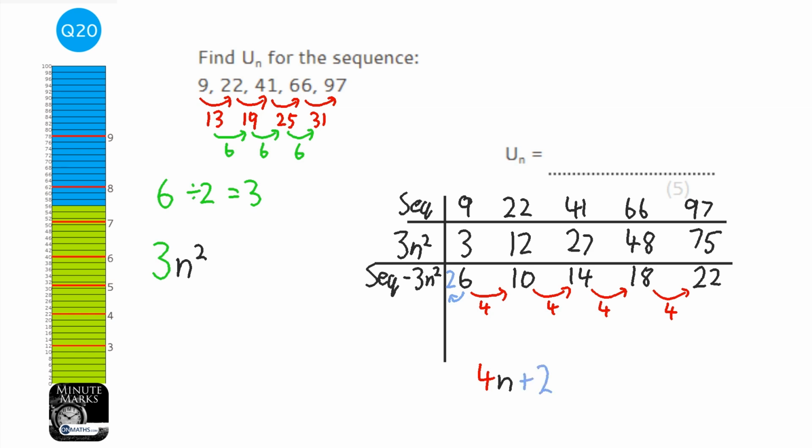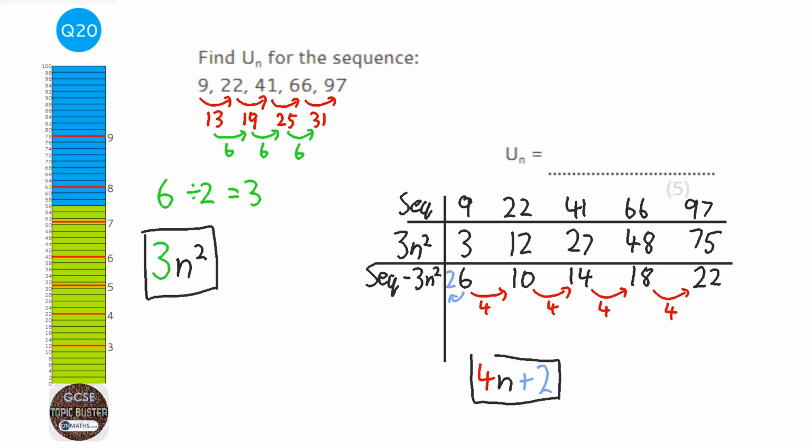So we put this bit here with this bit here, and that gives us our nth term of this quadratic sequence. So it's 3n squared plus 4n plus 2, and that's our answer. Now you can check this out by putting in 1 and putting in 2 and putting in 3 and seeing whether you do get 9, 22 and 41, which you will do.